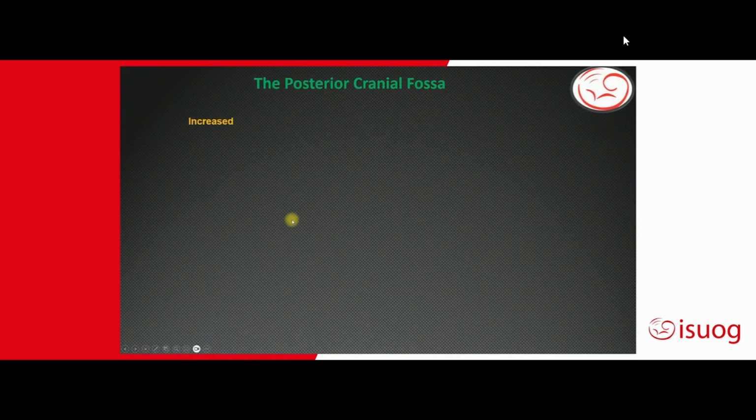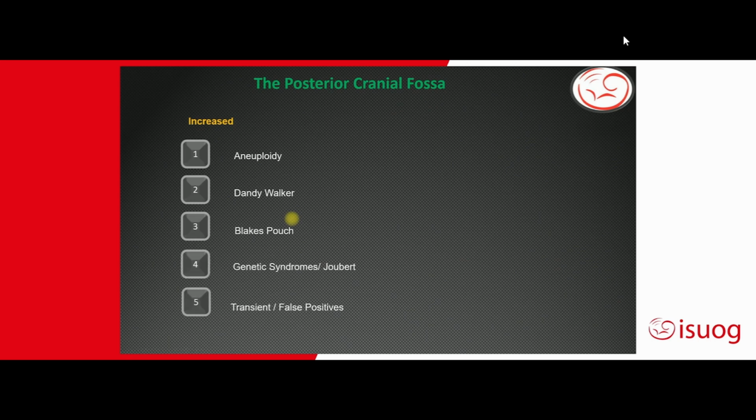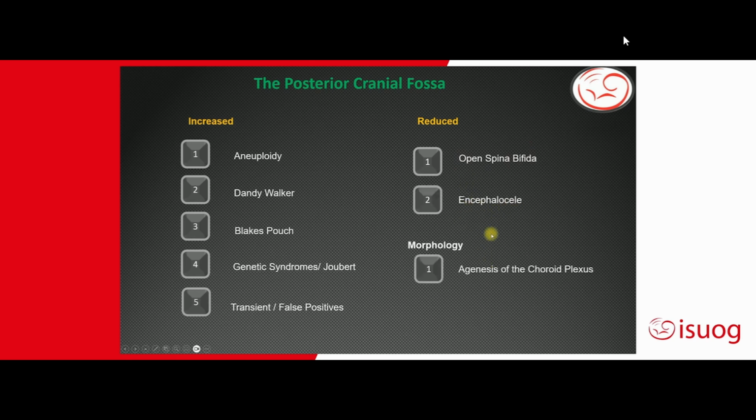Then there's dilatation of the cerebral fourth ventricle or either reduction. Let's start off with dilatation. Aneuploidy, Dandy-Walker, Blake's pouch, Joubert, another genetic syndrome, and remember, may also be a transient finding. Plenty has been reported about the reduction or absence of the intracranial translucency in spina bifida screening, but it's also reduced in encephaloceles. And then finally important to look at the morphology of the fourth ventricle, in particular the roof or the choroid bar, which covers the fluid.